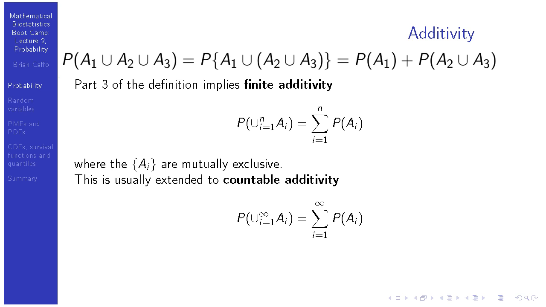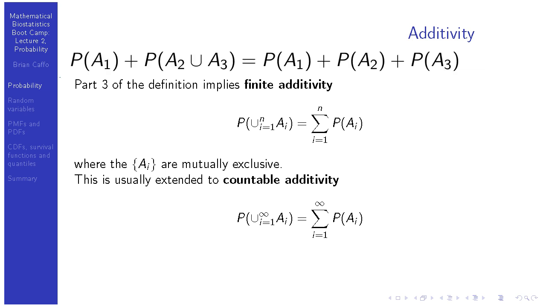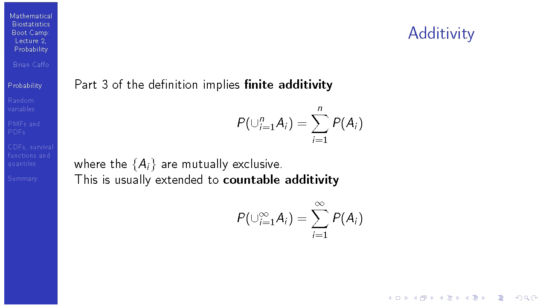of A1 plus the probability of A2 union A3, right? Because A1 is mutually exclusive from the union of A2 and A3. And then that second probability, the probability of A2 union A3, is then again the probability of the union of 2 mutually exclusive events. So it is the probability of A2 plus the probability of A3. And you can formalize this with mathematical induction if you want.